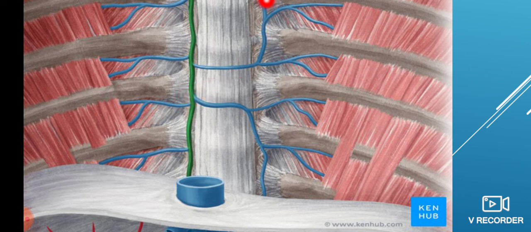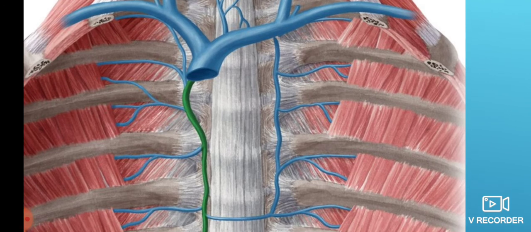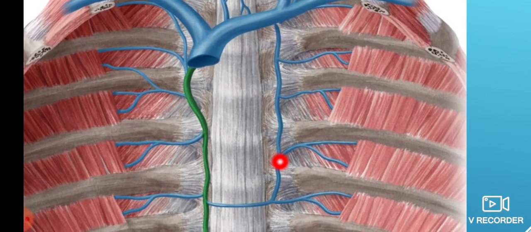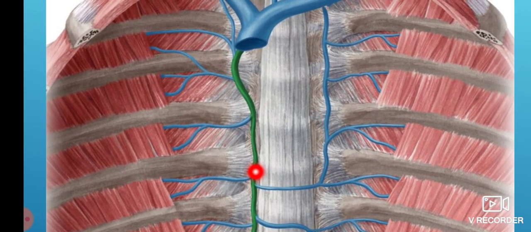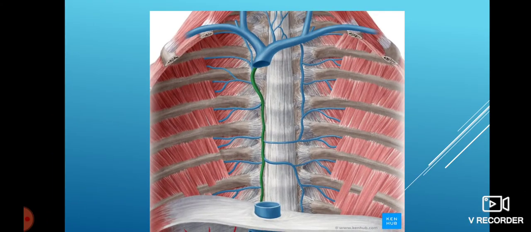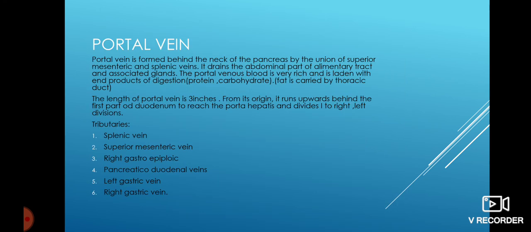Like that, accessory hemiazygos descends on the left side, crosses to the right side at the level of T7 and joins with the azygos vein. So these are the azygos set of veins present in our body. They are present in the abdomen as well as the thoracic cage.